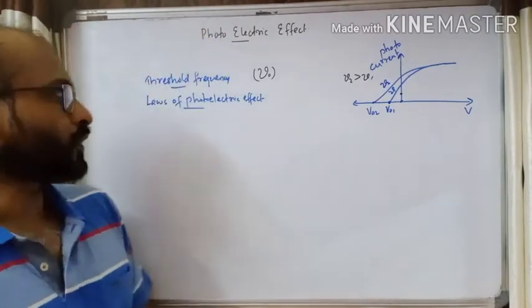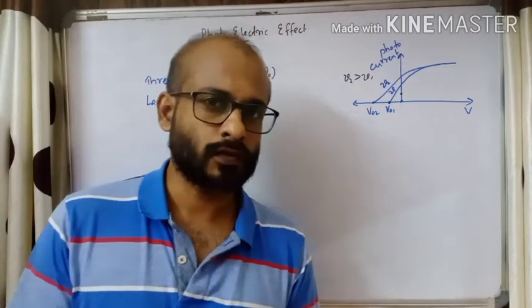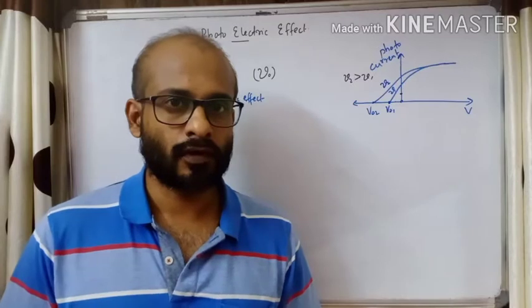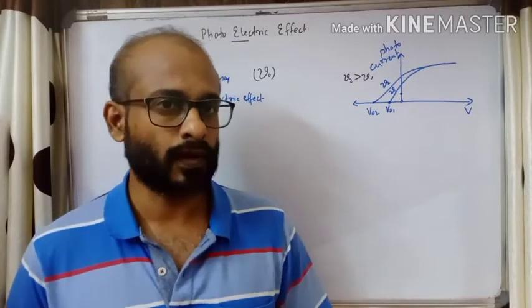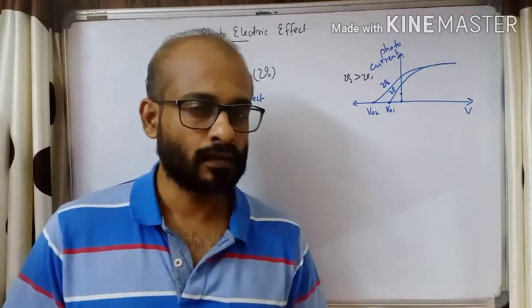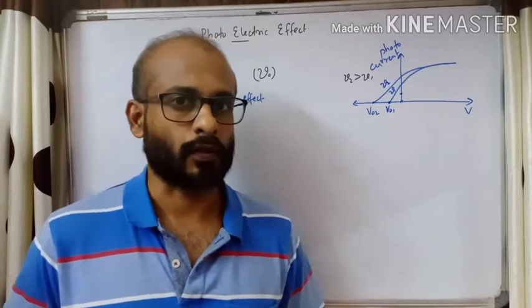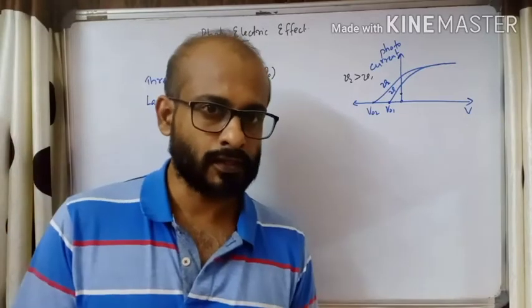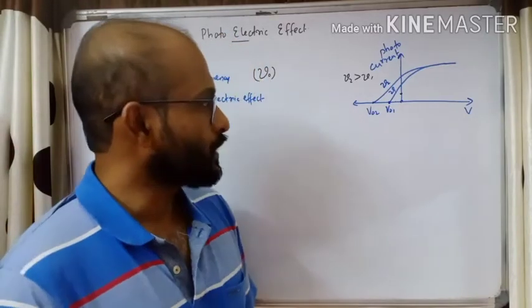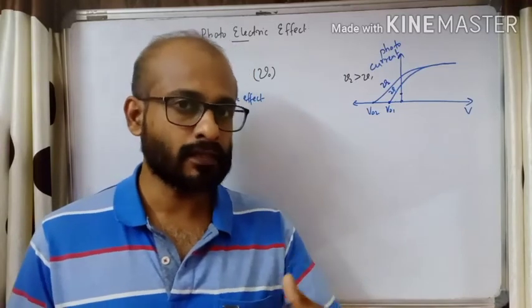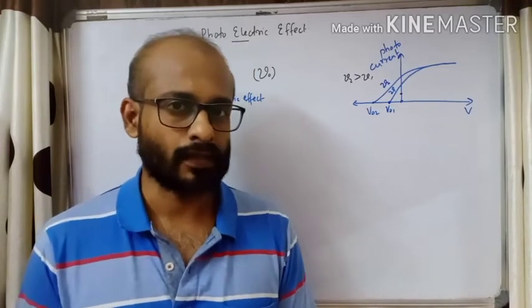Now, which are the laws of photoelectric effect? We actually have four laws. The first one is related to threshold frequency. For every metal surface, for any source of light, there is a minimum frequency below which there is no photoelectric effect taking place. That frequency is called the threshold frequency. Second, if the frequency of light is more than the threshold frequency, the intensity of incident radiation is directly proportional to the photocurrent. That means when we increase the intensity of light, photocurrent also increases.